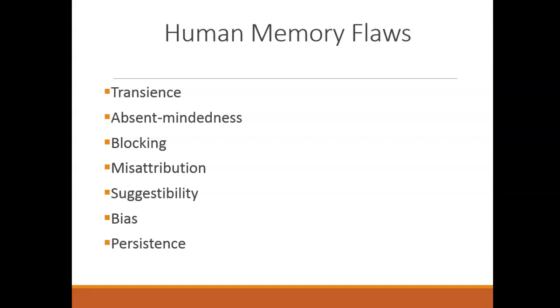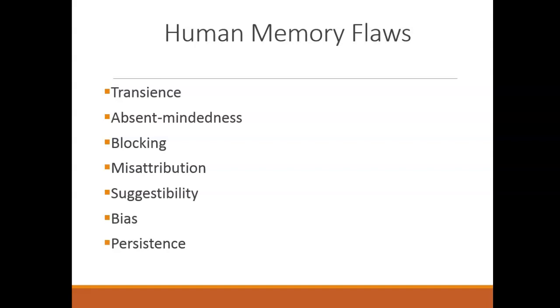Misattribution is when we have a memory of something, but we misattribute where we heard it or where it was, that sort of thing. So you might think, oh, I read this in the news, but actually you heard it from your cousin. Suggestibility is a human memory flaw where it's easy for us to manipulate the way that people remember events, the way that they fill in events.